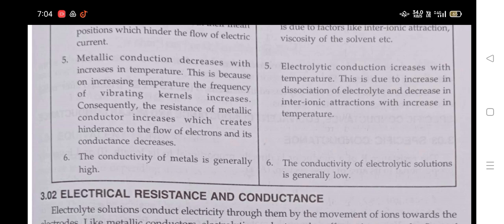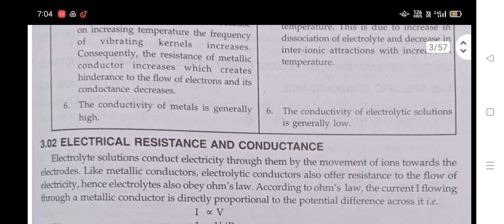Sixth, the conductivity of metals is generally high. The conductivity of electrolytic conductors is very low.